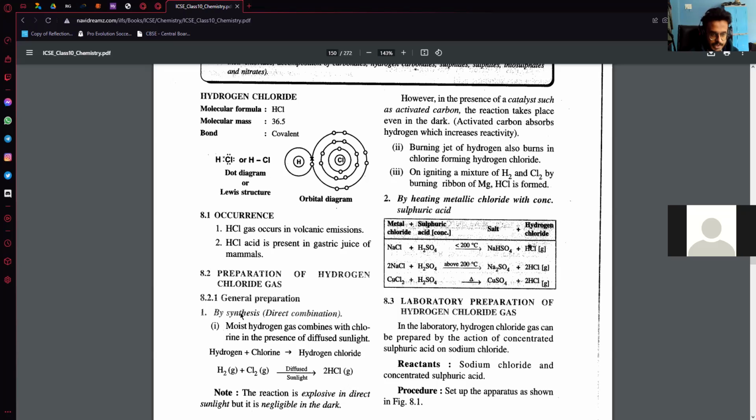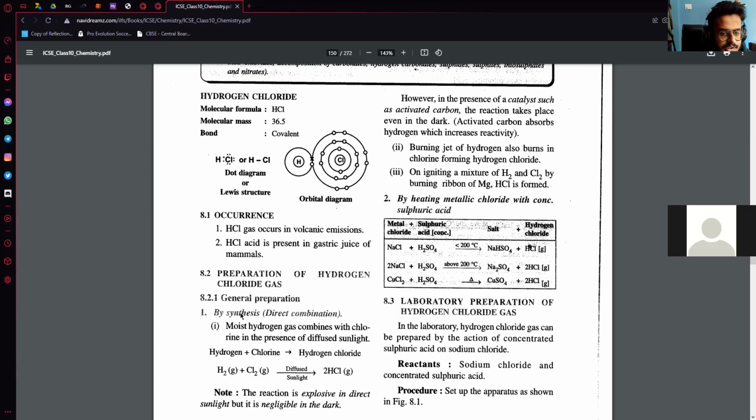Okay. And the second method is preparation. Second method is what is this called? Reaction of metallic chlorides with acids. So we can prepare hydrogen chloride gas by reacting metal chlorides with acids like sulfuric acid, by heating metallic chlorides with concentrated sulfuric acid. This thing was discussed clearly in the actual class. NaCl plus H2SO4 gives you NaHSO4 plus HCl.